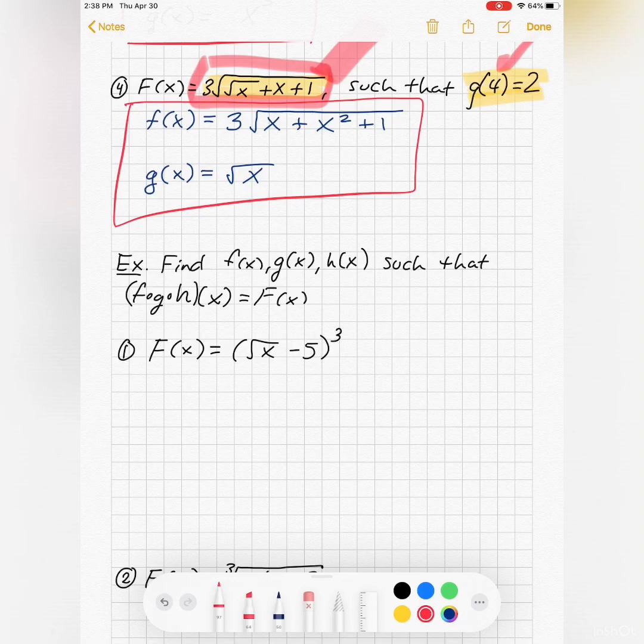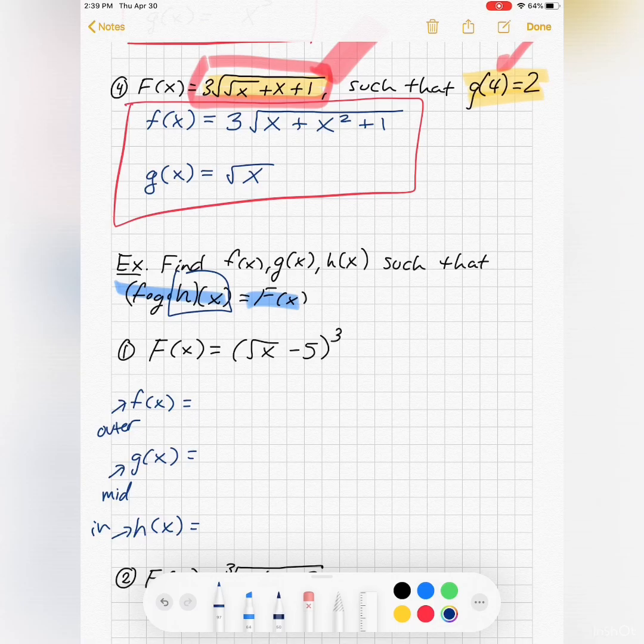Okay, find functions f of x, g of x, and h of x, such that the triple composition f of g of h of x is f of x. This is the same thing, except I actually have to find 3 functions. Actually, I think these are even easier. Look at the order. H is the innermost, G is in the middle, F is the outer.